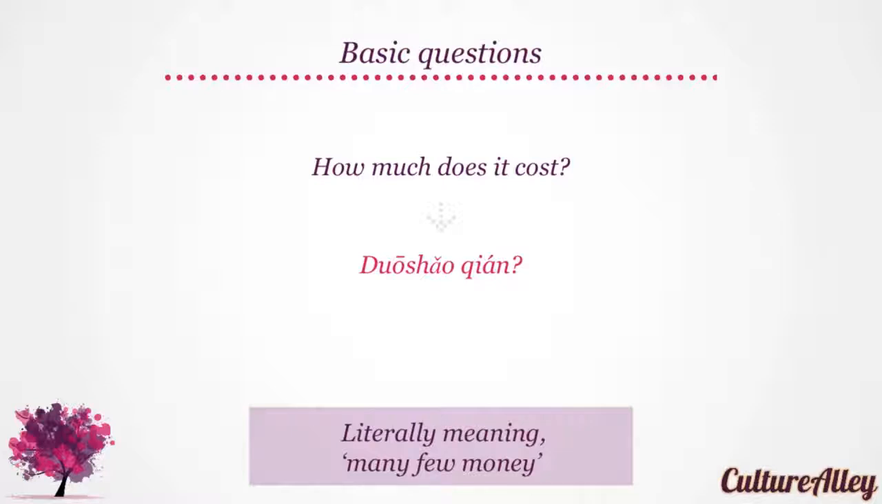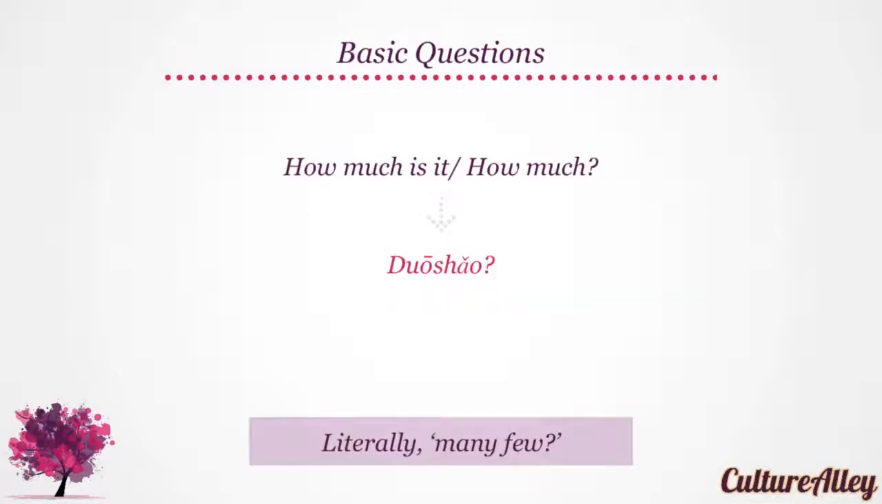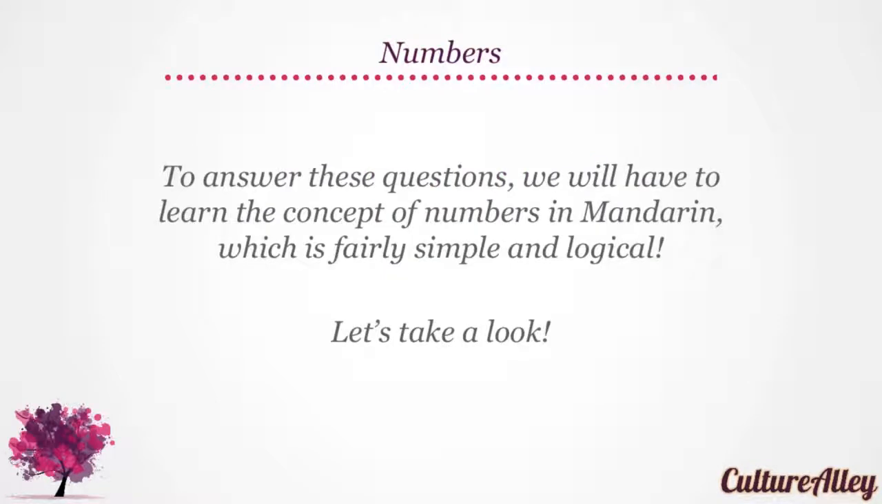Hope you got that. Here's a quick grammar tip for you. We can shorten this phrase to only mean how much by removing the word money from it. How much is it, or how much, simply becomes 多少, literally meaning many, few. Alright, now that we've learned the questions, let's take a look at the answers. For this, we will have to learn the concept of numbers in Mandarin, which is fairly simple and logical.